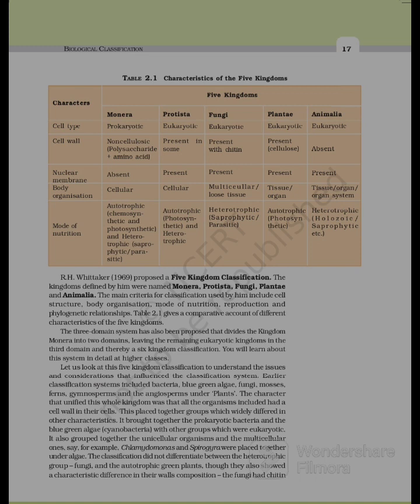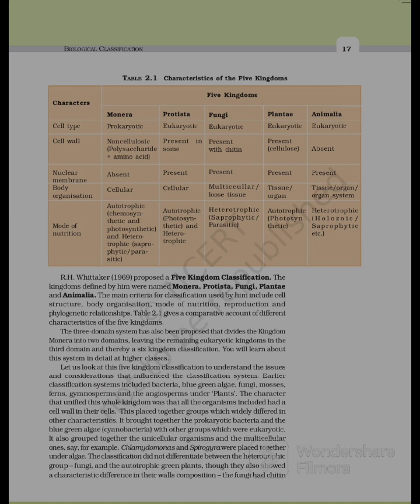Let us look at this five kingdom classification to understand the issues and considerations that influence the classification system. Earlier classification systems included bacteria, blue-green algae, fungi, mosses, ferns, gymnosperms, and the angiosperms under plants. The character that unified this whole kingdom was that all the organisms included had a cell wall in their cells.